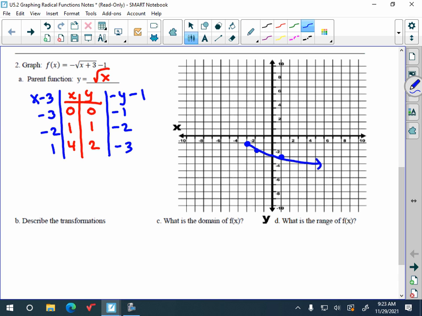All right, now we can describe the transformations. Left 3. X-axis reflection, that's the negative in front. Down 1. So if the negative's on the outside being multiplied, it does an x-axis reflection. If the negative's on the inside of the radical being multiplied to x, that's a y-axis reflection.